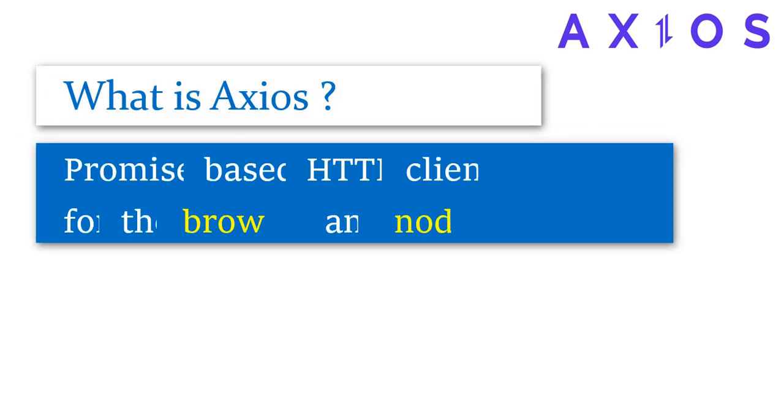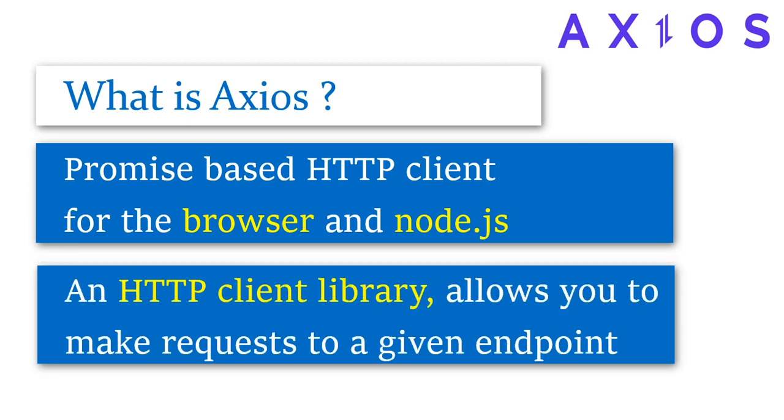According to Axios documents, Axios is a promise-based HTTP client for the browser and Node.js. So the Axios is an HTTP client library that allows you to make HTTP requests to a given endpoint. Why use Axios? We'll be seeing why we need to use the Axios while we're working with the React.